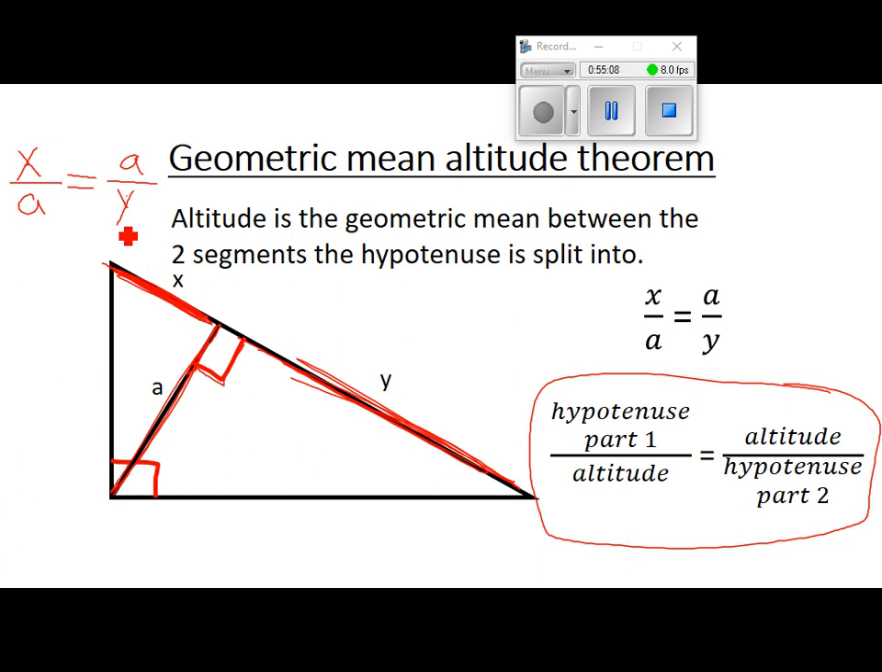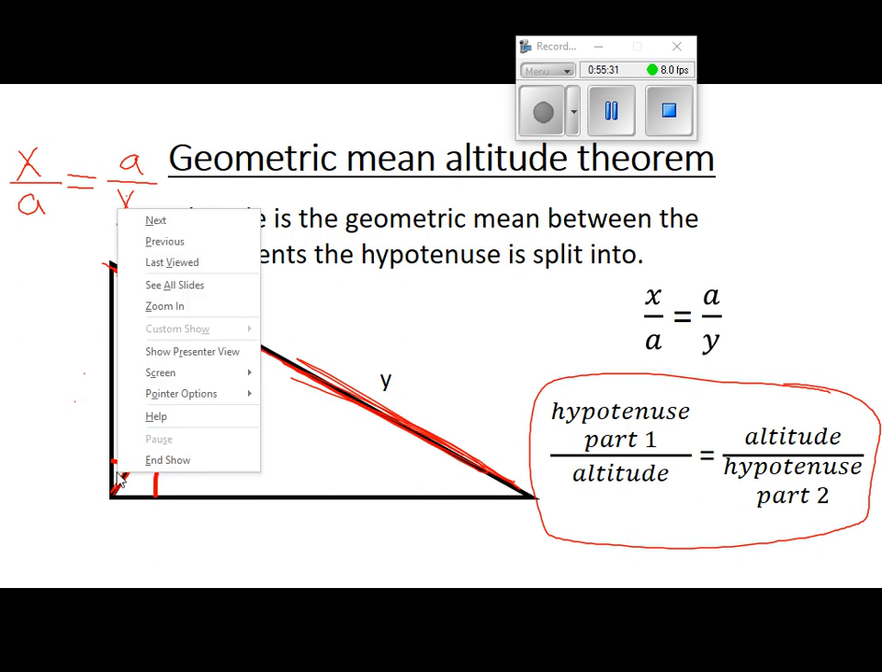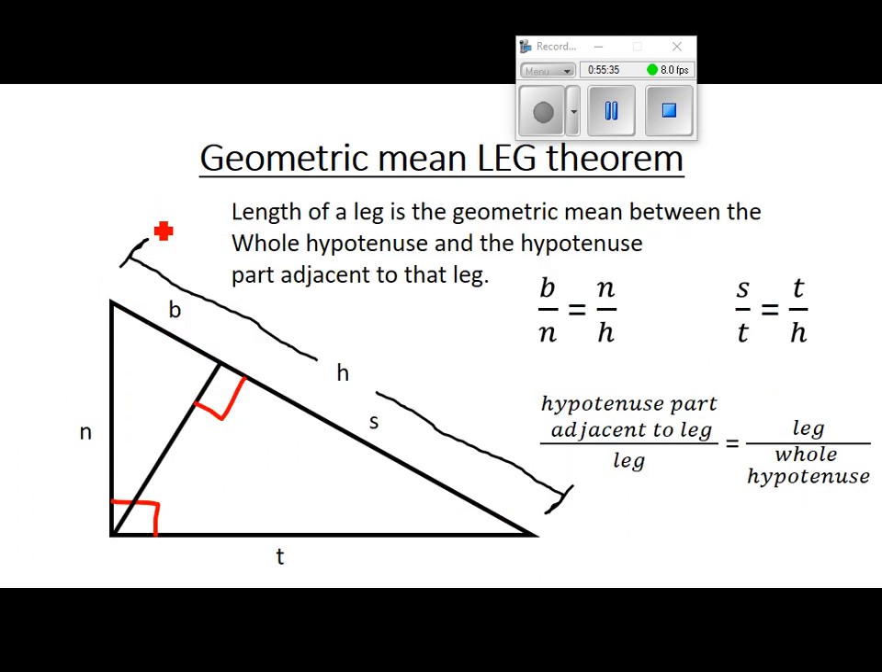So altitude goes in the geometric mean locations, second and third. And then these two parts, whatever two parts that hypotenuse is being split into, go one on top, one on bottom. That one's pretty easy. The leg theorem, which is next, is a little tougher. So the geometric mean for the leg. Again, pay close attention to how it's written in words down here. If you can do that, that's going to make it easier.